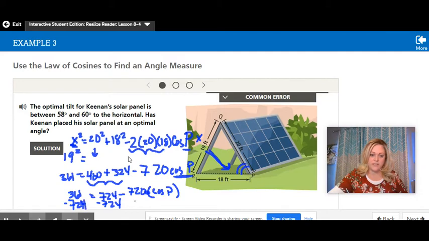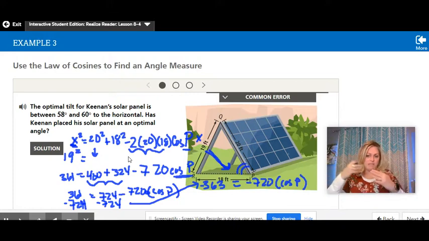24. I'm going to bring this over here. And so I will get negative 363 equals negative 720 times cosine P. Now this seems like a lot, but it's just a lot of number crunching. The most difficult part is getting the right things in the right spot of the formula, and then it's just number crunching, using that calculator.